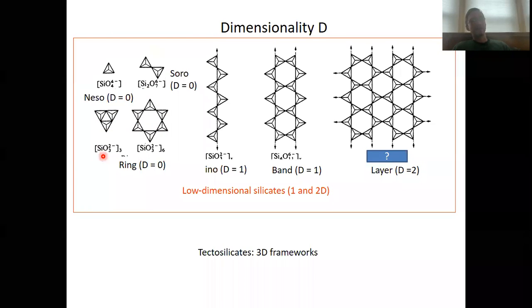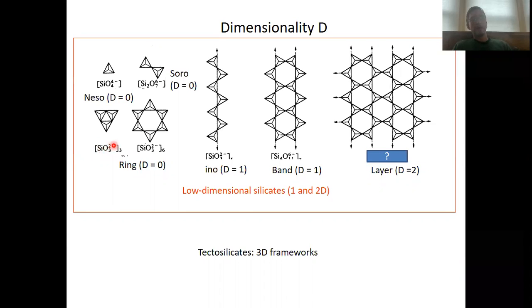Ring silicate anions have the composition SiO3 2 minus, whereby that stoichiometry is then multiplied with the number of ring members. So when we have a 3-ring, we have (SiO3 2 minus)3. When we have a 6-membered ring, then we have the composition (SiO3 2 minus)6. So when the stoichiometric ratio of silicon to oxygen in your silicate is 1:3, you may suspect that this may be a ring silicate.